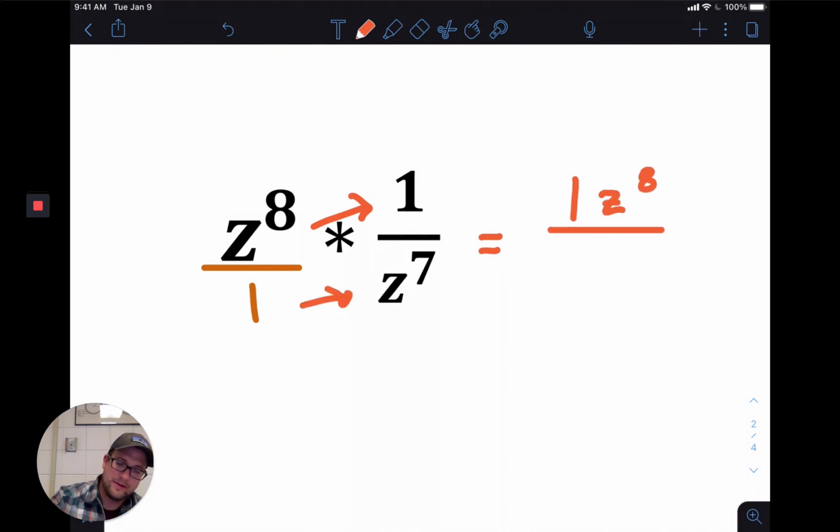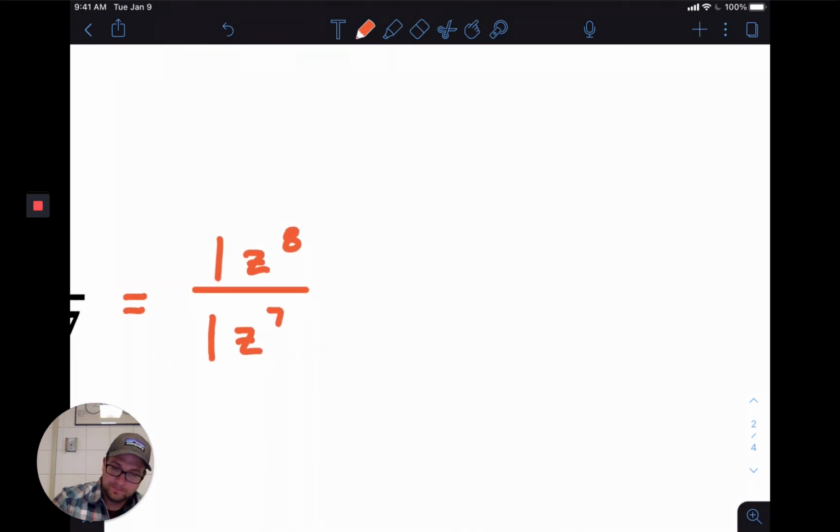And 1 times z to the 7th would be 1 z to the 7th. Now, at this point, we have z's up top and z's on the bottom. We want to make sure we get those onto the same pile. Here's how we're going to do it.